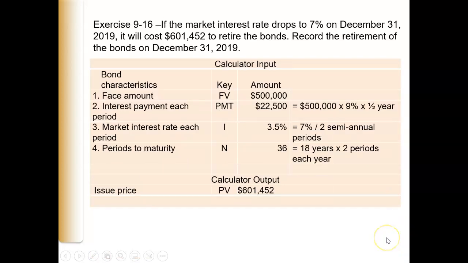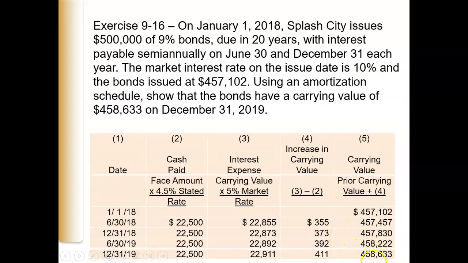If the market interest rate drops to 7% on December 31st, it will cost $601,452 to retire the bonds. Record the retirement of the bonds on December 31st, 2019. So, guys, it's telling us on December 31st, 2019, we're going to have to pay $601,452 to get rid of this bond that is sitting with a carrying value of $458,633. Does that make sense?